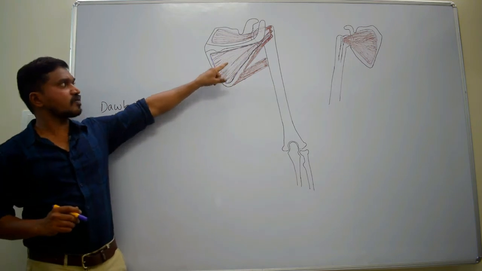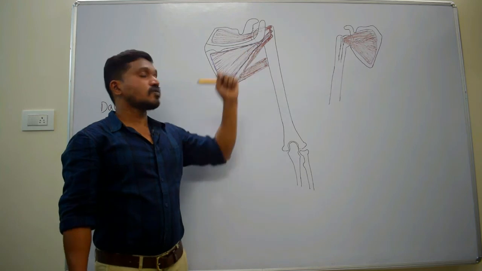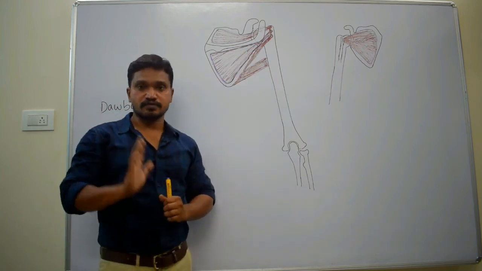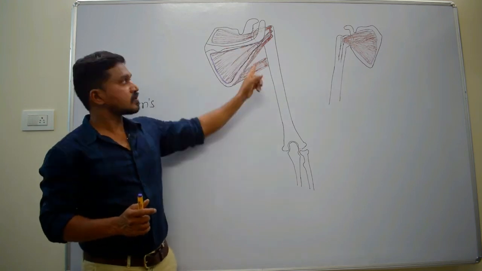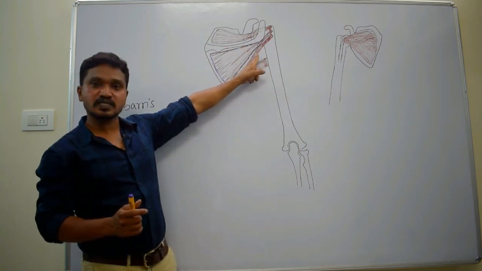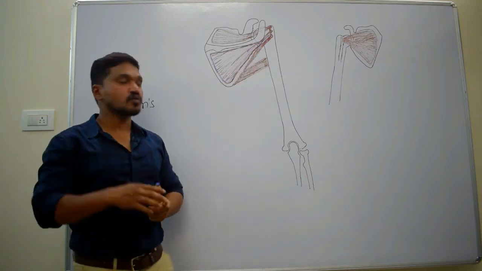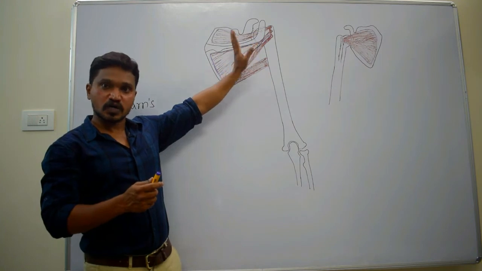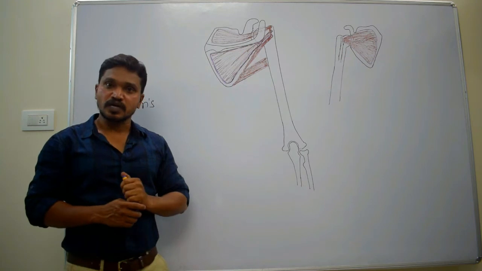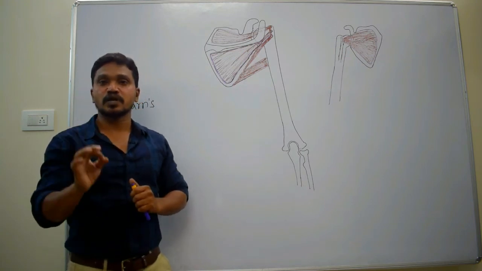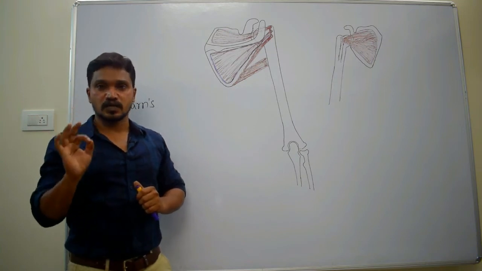What is the action of the infraspinatus muscle? Infraspinatus is a lateral rotator of the shoulder joint. You remember that. That is sufficient. Then what is the nerve supply? Suprascapular nerve only. After that, what is this muscle? Teres minor. Teres minor is also a lateral rotator of the shoulder joint. Of course, these muscles form the rotator cuff, right? Then what is the nerve supply of teres minor? Teres minor is supplied by the posterior division of the axillary nerve. Otherwise, simply remember axillary nerve.